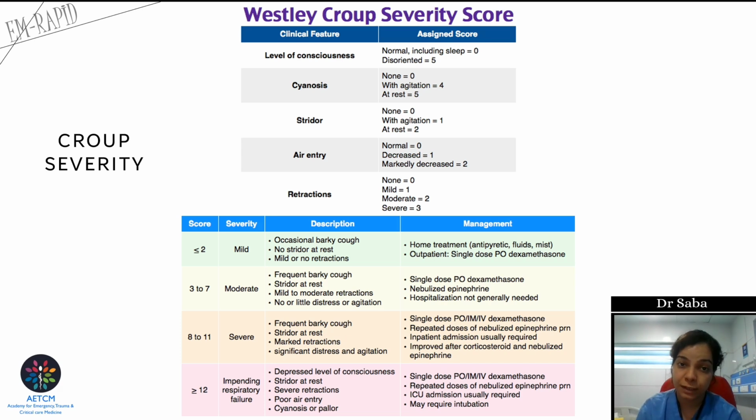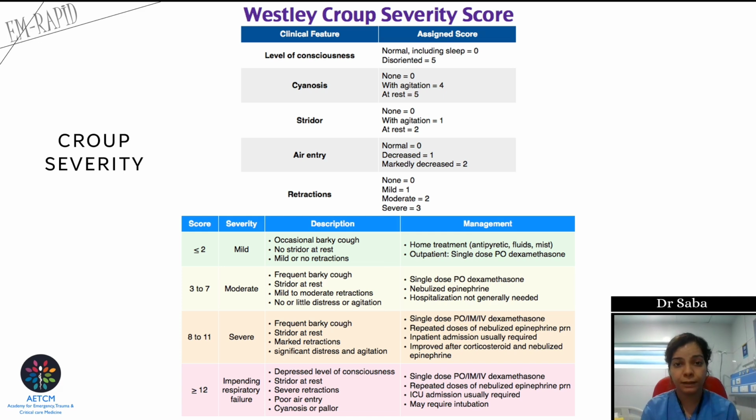Then we look for cyanosis. If there is none, it is 0. Cyanosis again is an indirect sign of hypoxia. So if the child goes hypoxic with agitation, basically meaning that the child has increased work of breathing and the body is not able to keep up with the oxygen demand of the child with agitation, we give a score of 4. But if the child, even at rest, has cyanosis, which means the child is hypoxic, we straight away give a score of 5.